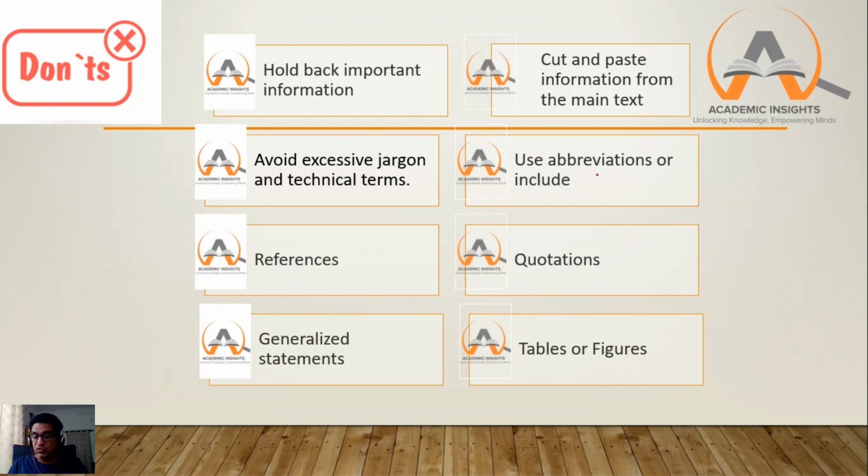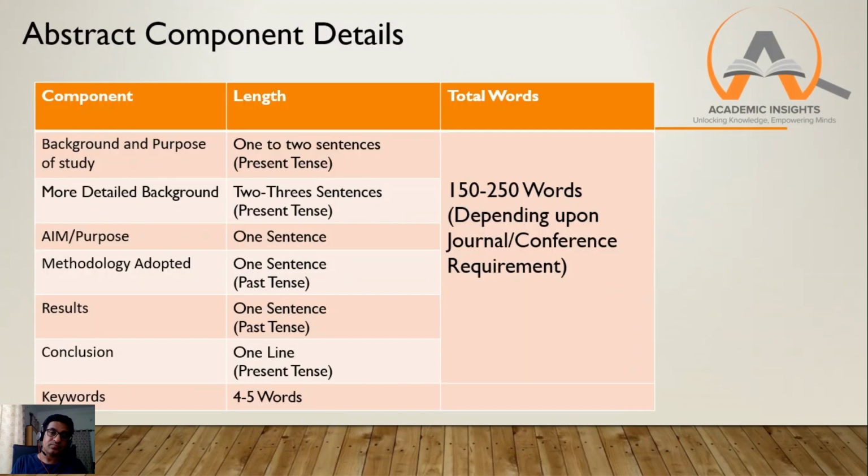And also, do not write any abbreviations in the abstract, and don't write any quotations in the abstract. More importantly, tables and figures are also not included in the abstract. So these are the things you need to follow while writing the abstract.